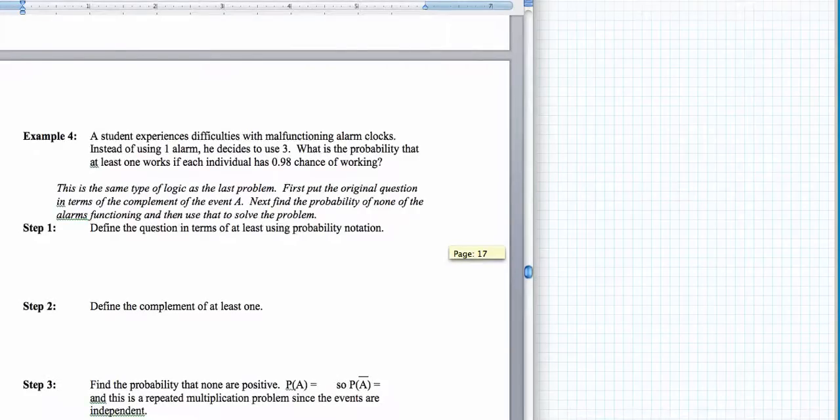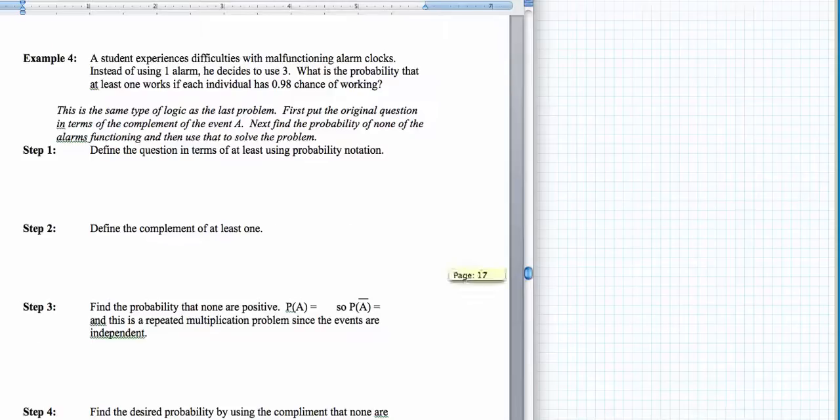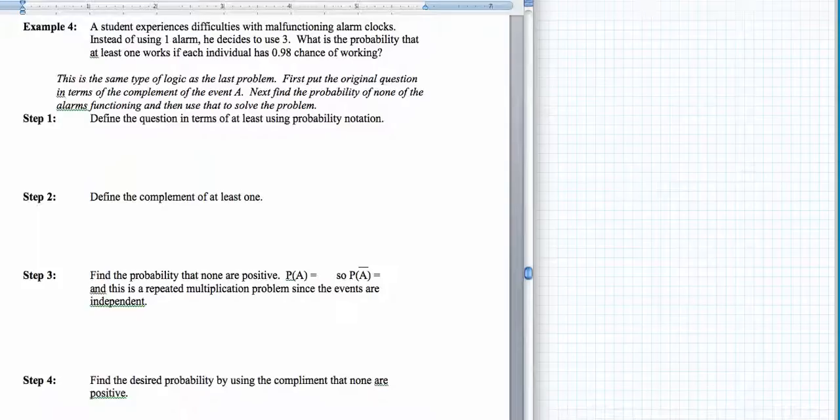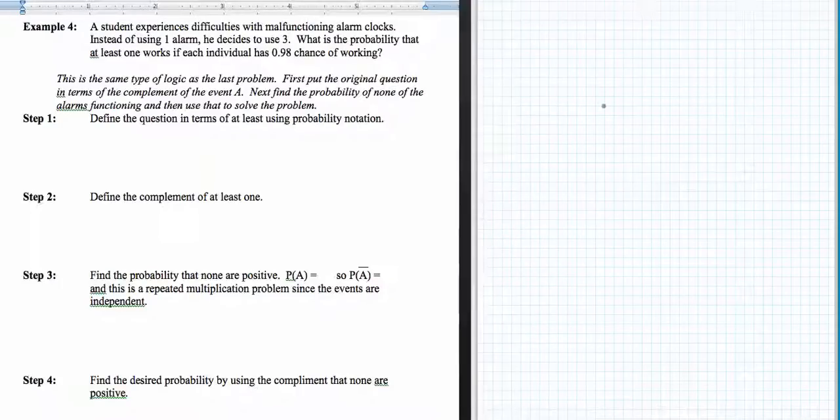And this one is, a student experiences difficulties with a malfunctioning alarm clock. And this student decides, hey, instead of 1 alarm, I'm going to use 3. And that way I don't have to be late for my exam or whatever. And this problem is exactly the same thing as before. These are problems that are known as redundancy problems. So instead of using 1 alarm, he uses 3, and we want the probability that at least one works if an individual alarm has a 0.98 chance of working.